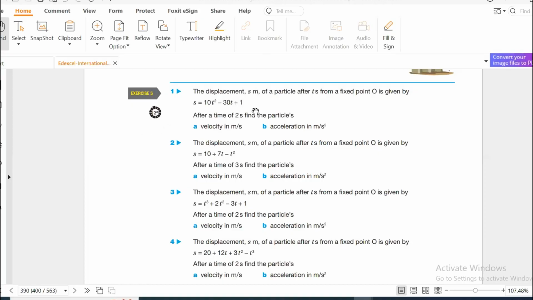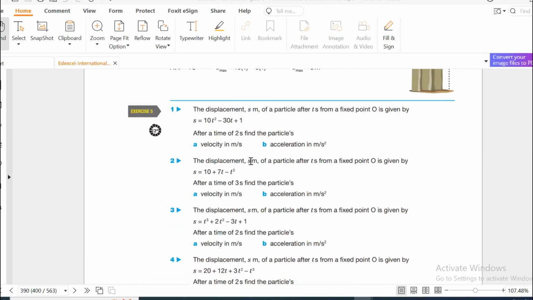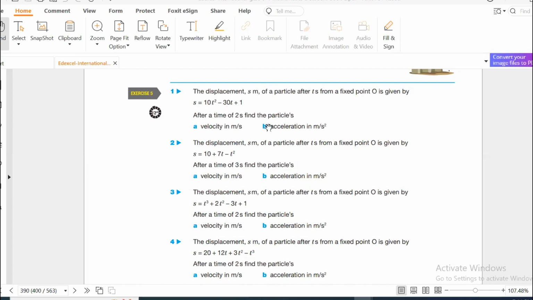Now we will discuss a few questions related to displacement, velocity, and acceleration, and how to utilize the concept of derivative in these types of questions. First question: the displacement, in meters, which is also called distance, of a particle after t seconds from a fixed point O is given by s = 10t squared minus 30t plus 1. They want us to find, after a time of 2 seconds, the particle's velocity and acceleration.